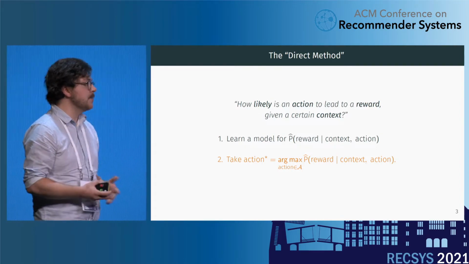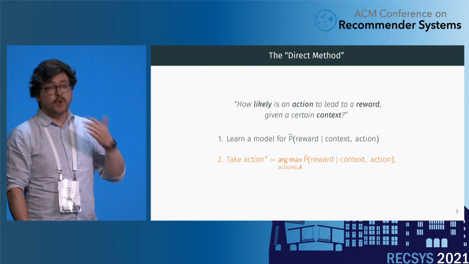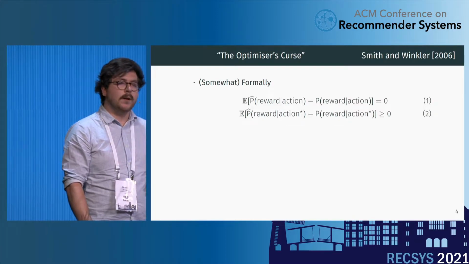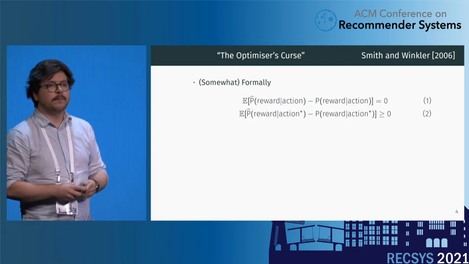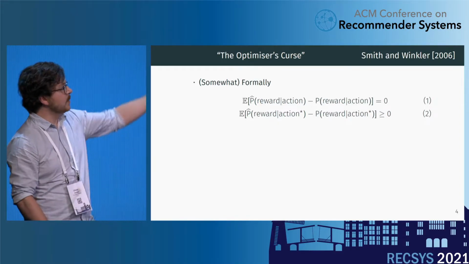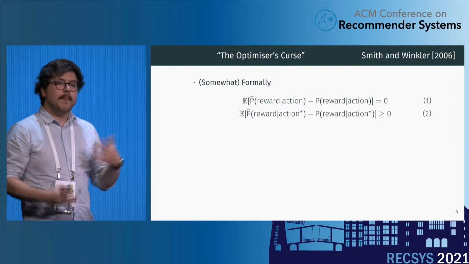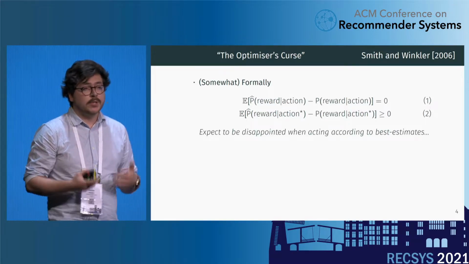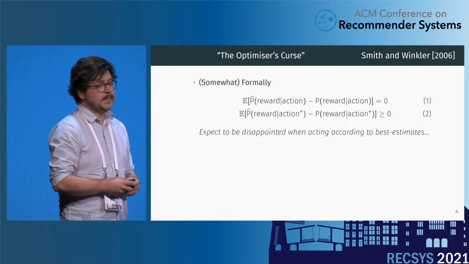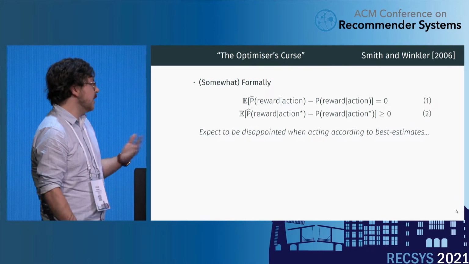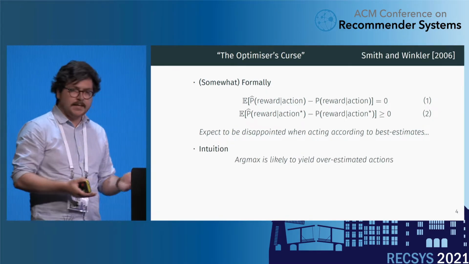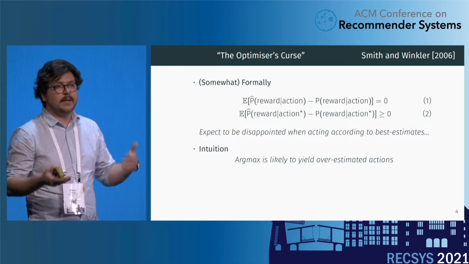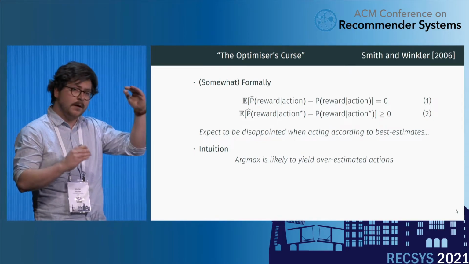And so this all seems rather simple and straightforward, but actually you run into a problem when you do this. And that's called the optimizer's curse. This basically states that even when you have an unbiased estimator for the probability of reward over all of the actions, as is shown in the first equation, for the maximal action you are very likely to have an overestimation. And so this means that you should expect to be disappointed when you act according to these best estimates from your model. Maybe even slightly more intuitively, when you have an unbiased estimator, some of your actions are going to be slightly underestimated, some will be slightly overestimated, but because you are taking an argmax over that, you're very likely to get those that are slightly overestimated.